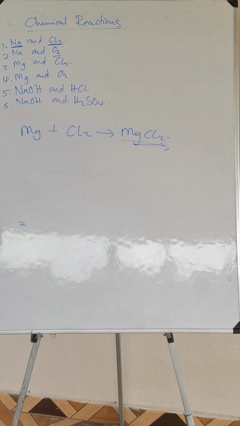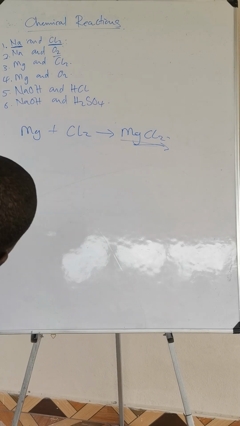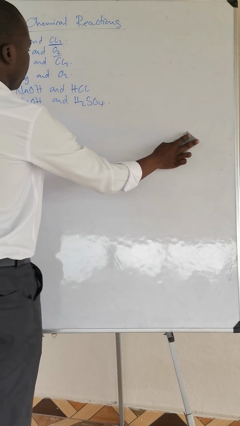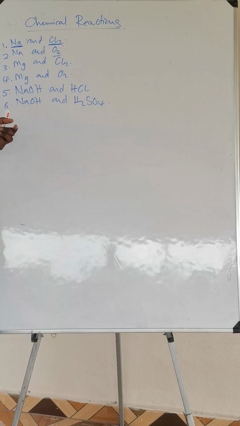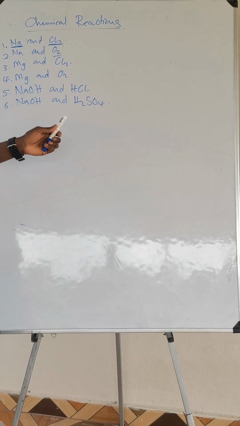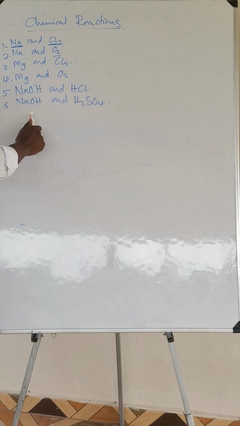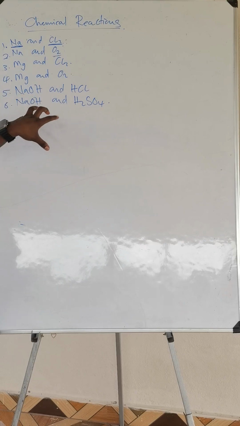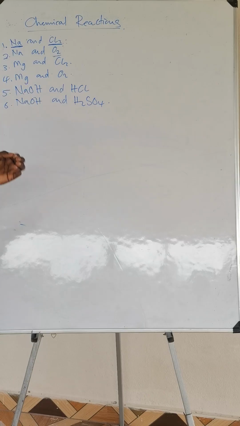Okay, so let's move to this one, the reaction of the compound. These are acids and bases. This is a base, this is a base, this is an acid, this is an acid, and these are all strong acids and strong bases. A strong acid is an acid which completely dissociates when it is put in water, producing its respective ions.